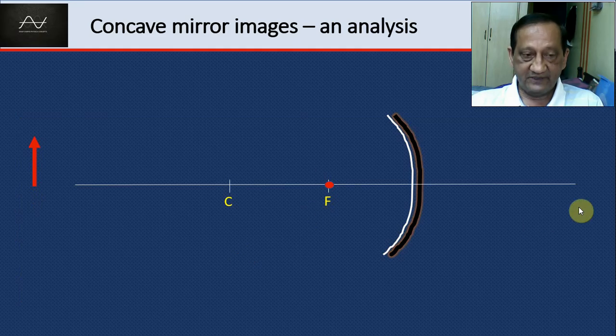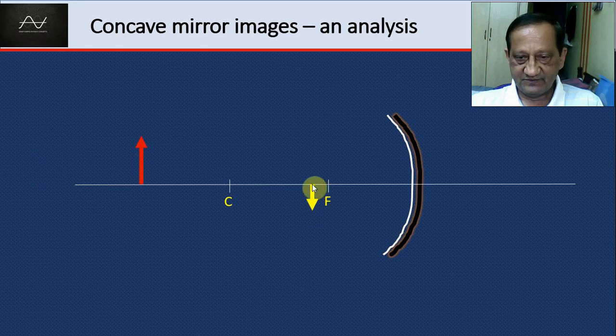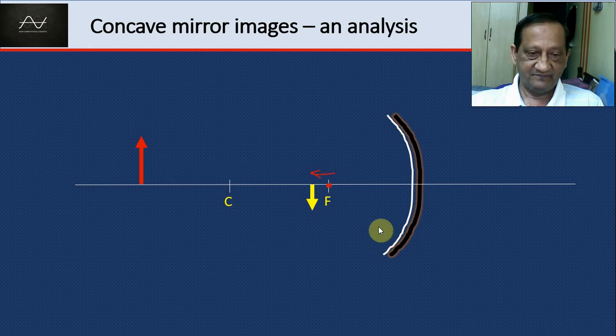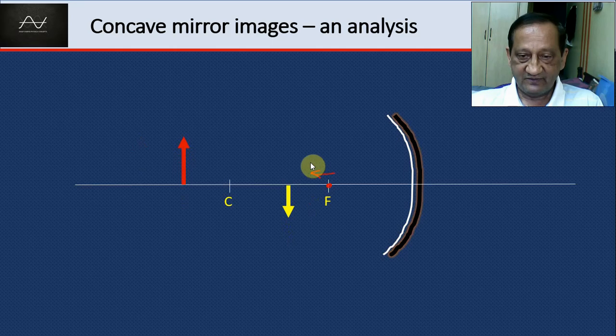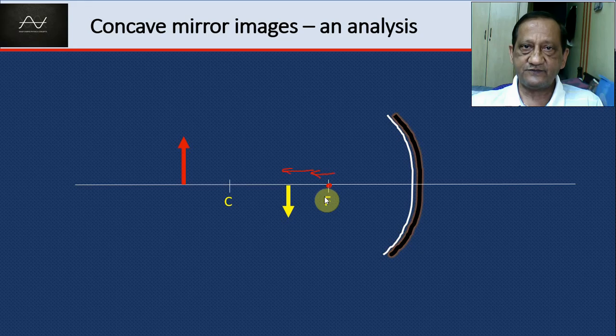Okay, now let's bring the object closer, beyond C. Now the image is between C and F. The image was here, it has moved this way, right? Now let's bring the object even closer. The image has gone farther and the size has increased. Farther the image is from the mirror, the larger is going to be its size.